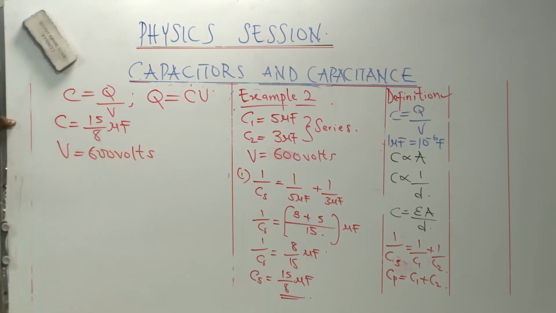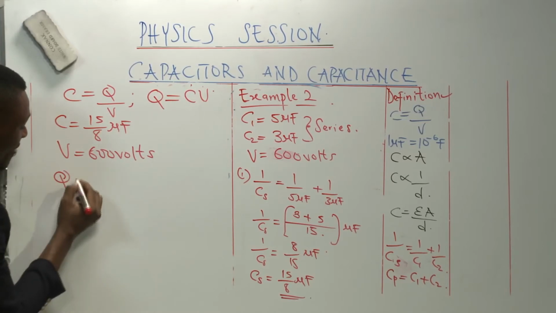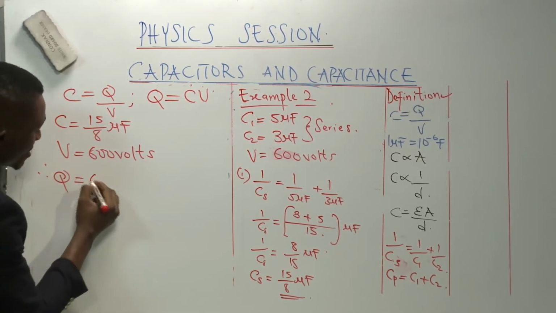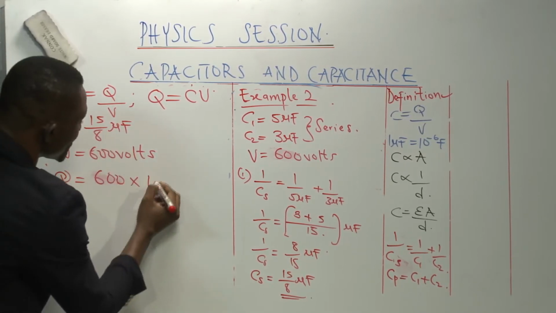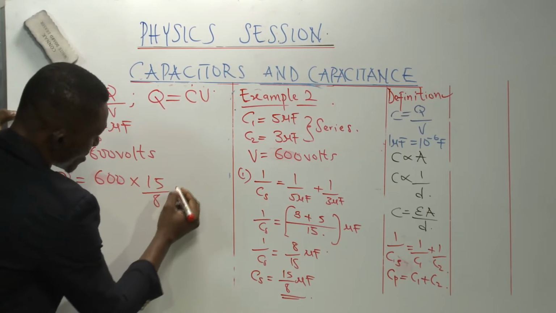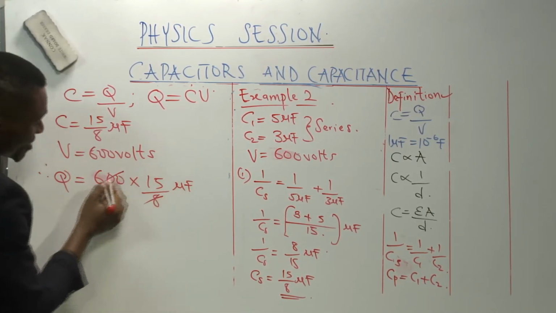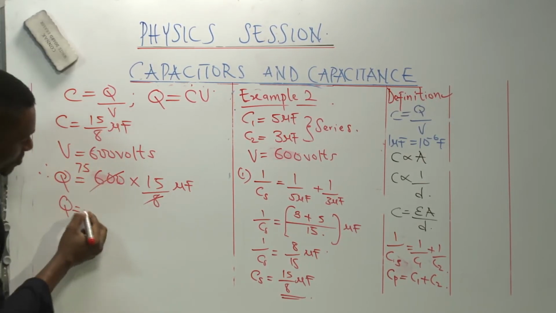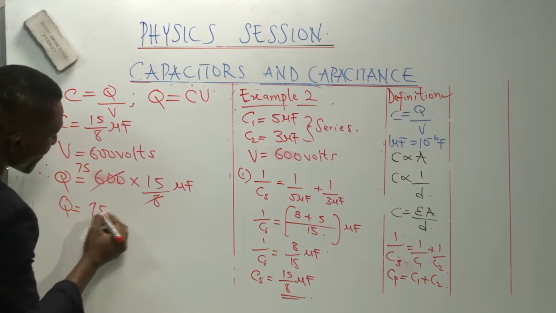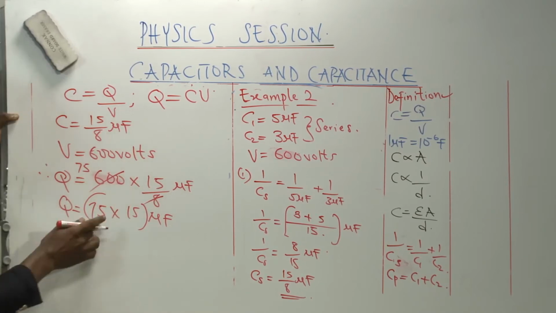So how do we get the charge now? How do we get the charge? Very simple. We just multiply the capacitance with the what? With the voltage. Therefore, Q is equal to 600 times 15 over 8 microfarad. So when we do this, 600 divided by 8 should give us 75. And then we have Q equals 75 times 15 microfarad. So when we multiply this, what do we have?